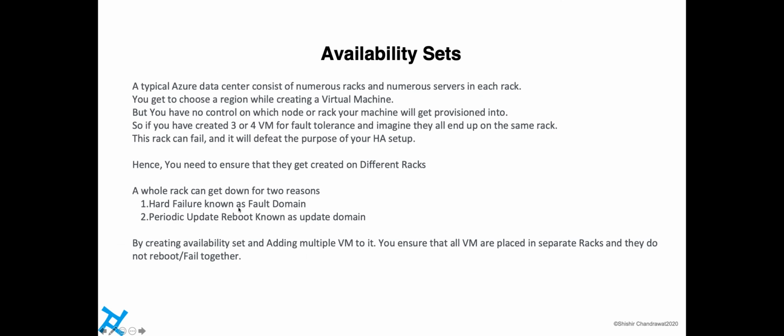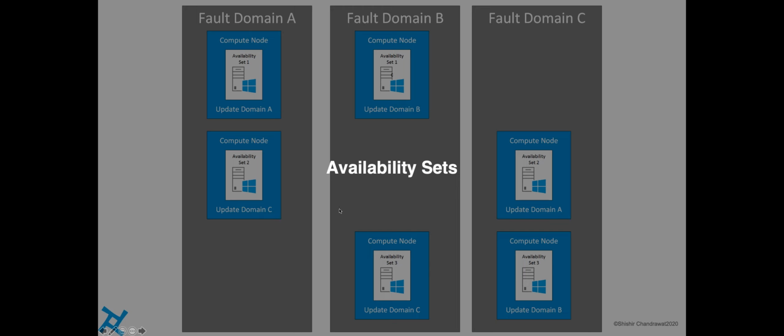The hard failure is called a fault domain. So in terms of availability group, we protect ourselves from hard failure by becoming part of a fault domain, and from periodic update reboots through an update domain. Now let me show you. This basically makes sense.